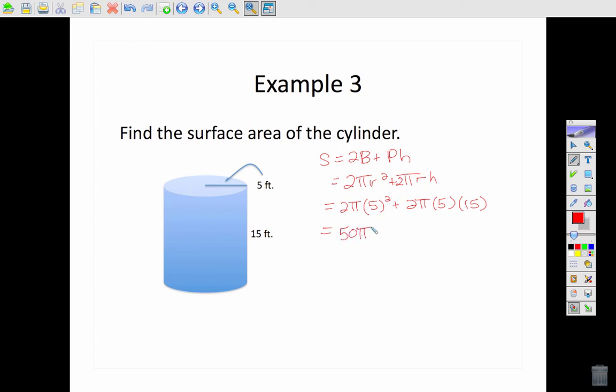So 5 squared is 25, times 2 is 50. So I still need to take 50 times pi, plus 2 times 5 is 10. 10 times 15 is 150. And I write down my work so that I don't make as many errors. And that's the same as 200 times pi. And the less I have to type in my calculator, the better off we are. So we're at approximately, this will be a rounded answer, 628, and we're in feet, so that would be square feet.